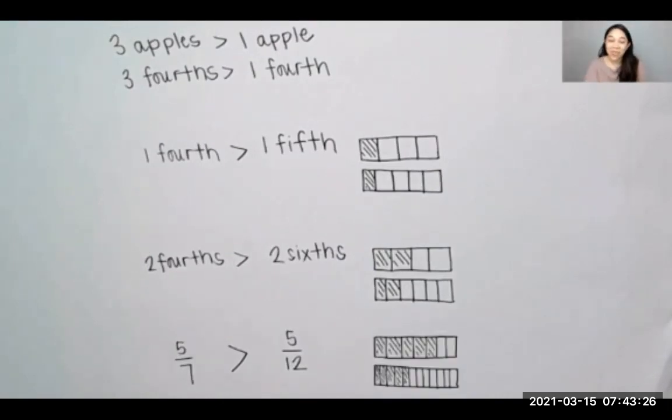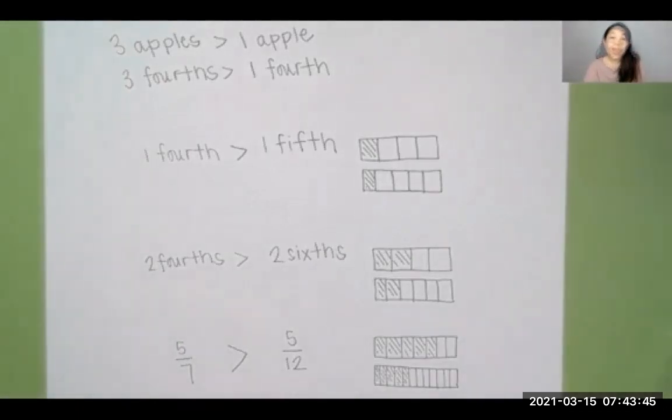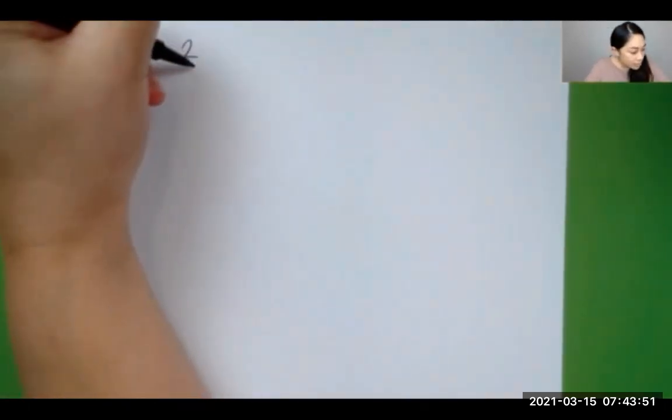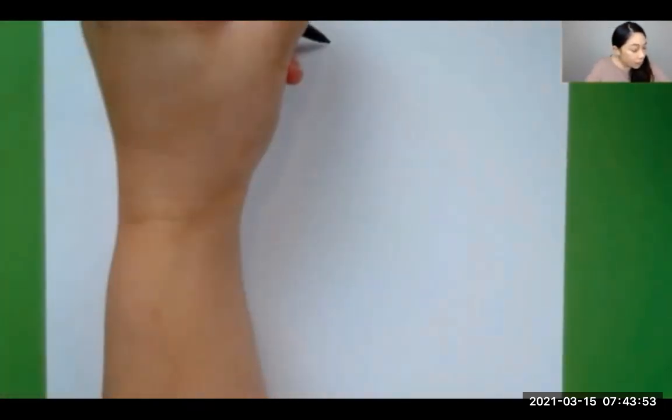So how do you know that 5/7 are greater than 5/12? We know 7ths are greater fractional units than 12ths. 5/7 are greater than 5/12 because 1/7 is greater than 1/12. Let's now compare the two fractions, 2/8 and 4/10.